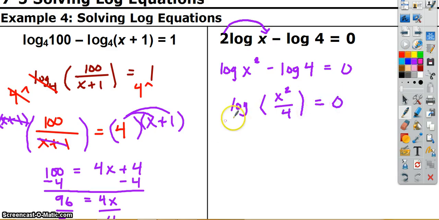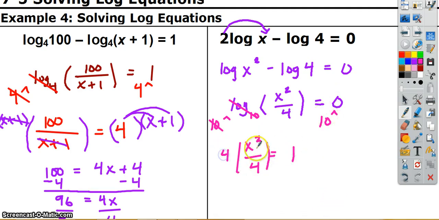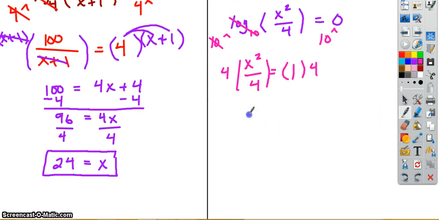This is a common log, no base, so we know that means it's a 10. So I do 10 to the power of log and 10 to the power of this. Those cancel, leaving x squared over 4. This one's a little tricky over here, 10 to the 0. It's not 0. Remember, anything raised to the 0 power is 1. Be careful of that. Multiply both sides by 4 to get rid of the fraction. So that's x squared equals 4.